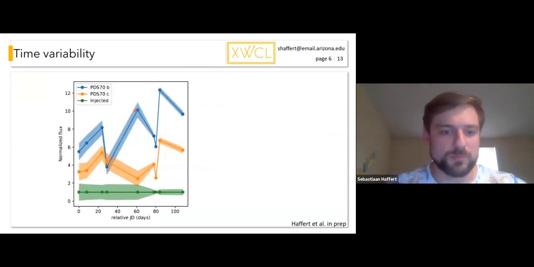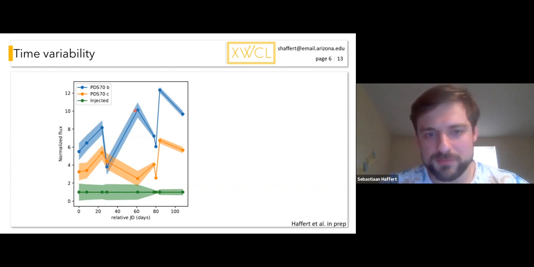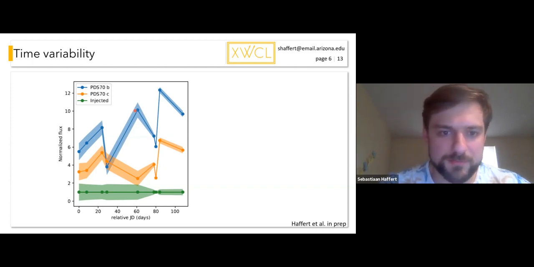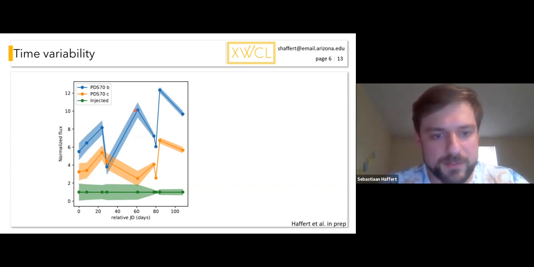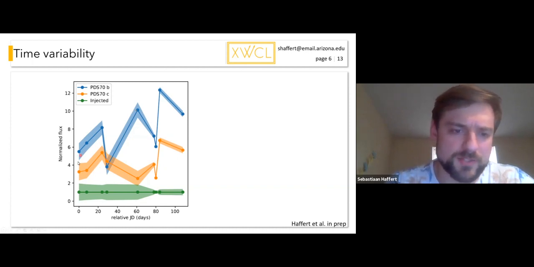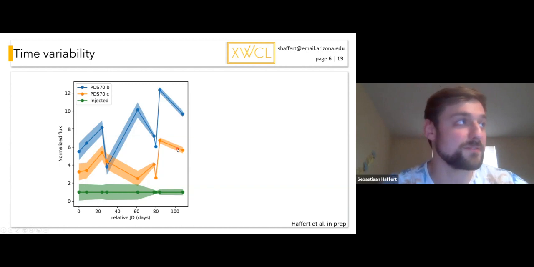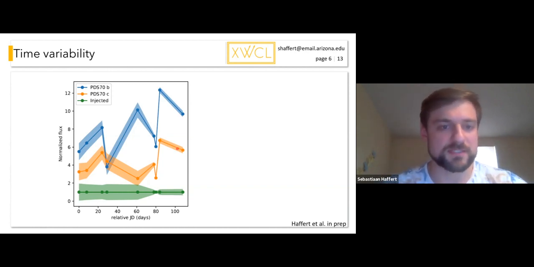So if we look at the normalized flux itself, it changes all over the place. And this is even after we have corrected for the stellar PSF, the seeing and the atmospheric transmission. So here you can see in blue the H-alpha variability of PDS70B, and in orange the H-alpha emission for PDS70C.